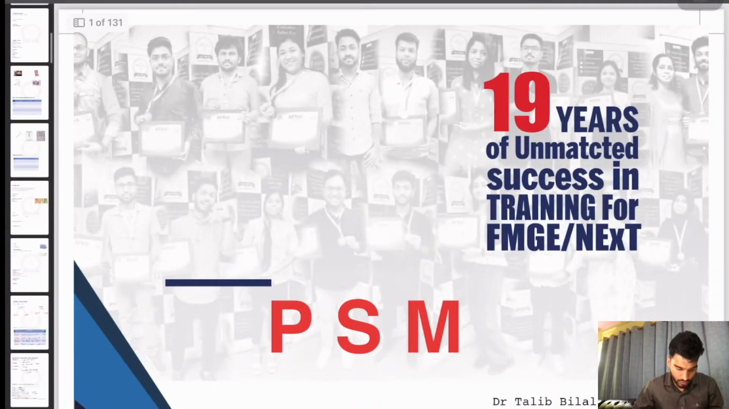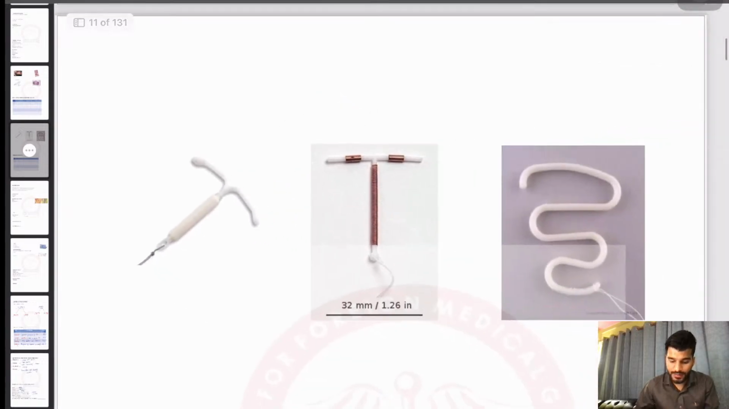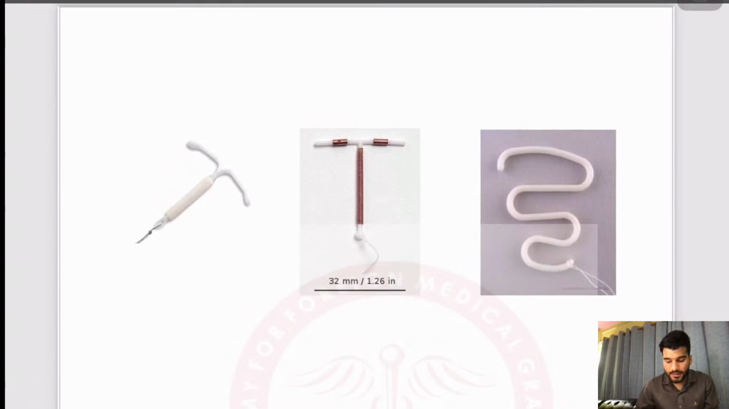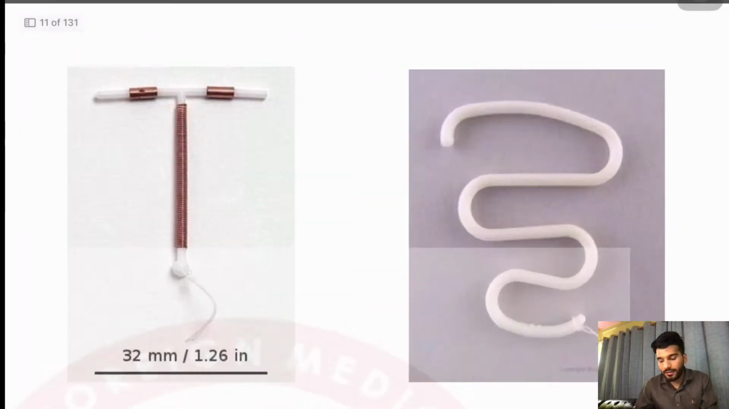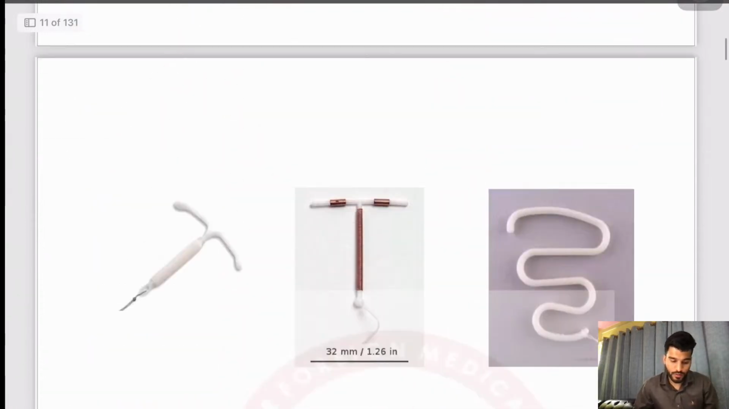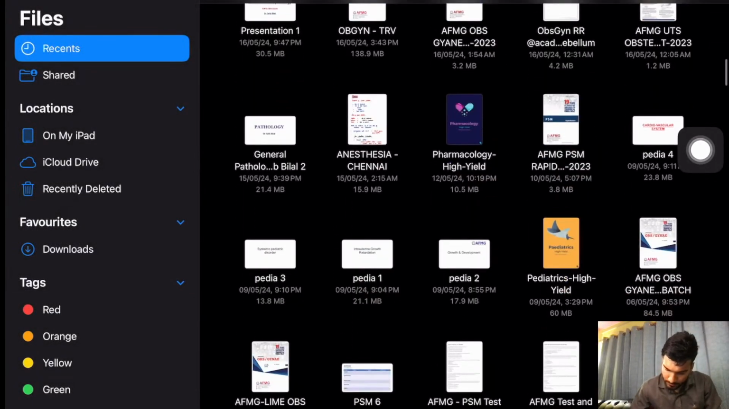If I show you in the question, guys, see, this is the first generation Lippes loop. This is the third generation Mirena. This is the second generation copper containing, and this one is the Lippes loop. Remember these generations of IUCDs.